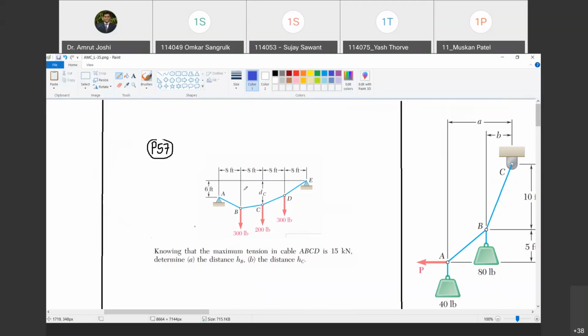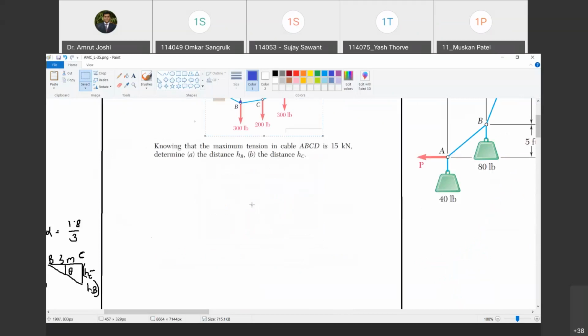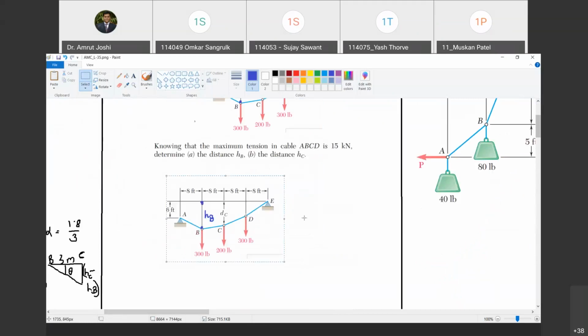Okay. So we will only have to mark this HB. So I say this distance is HB. Are you with me? Yes, sir. So this HB and DC need to be found out based on this condition. So what is the first step? The first step remains the same. What do we have to do? We are going to draw the free body diagram of the entire cable first. Agreed? Yes, sir. So now how do we draw the free body diagram of the entire cable?